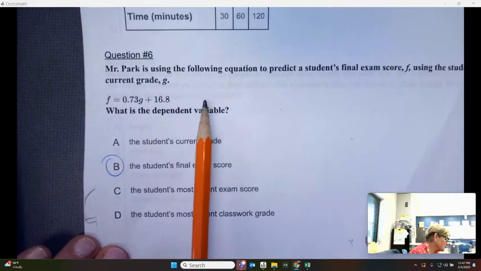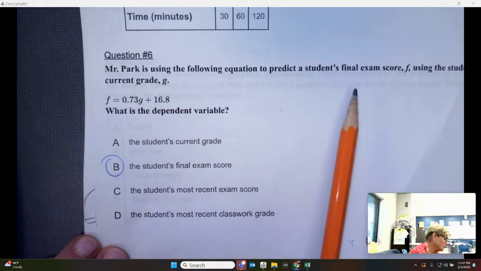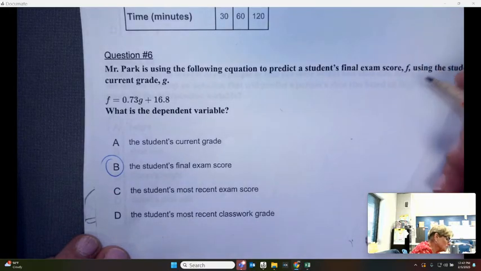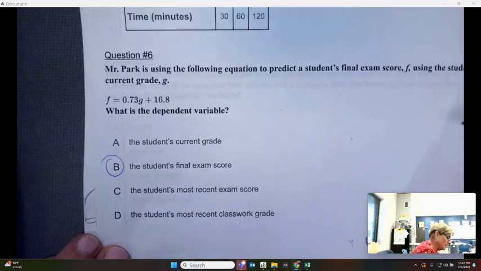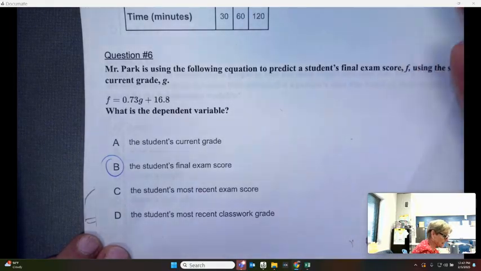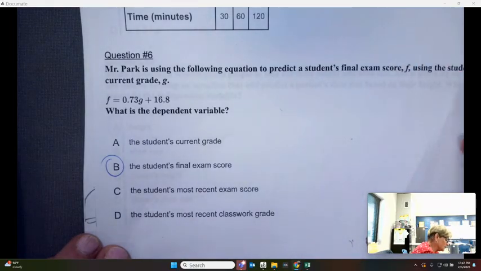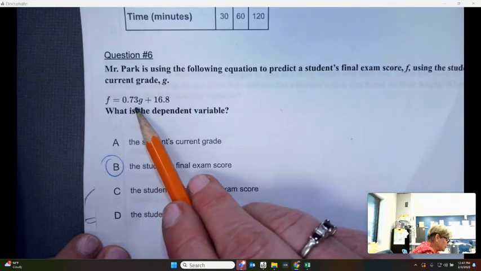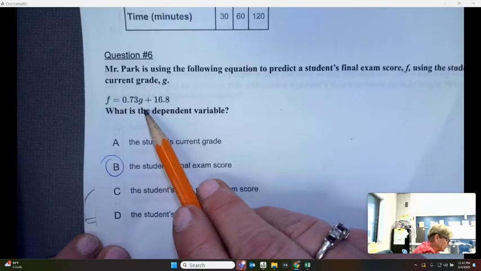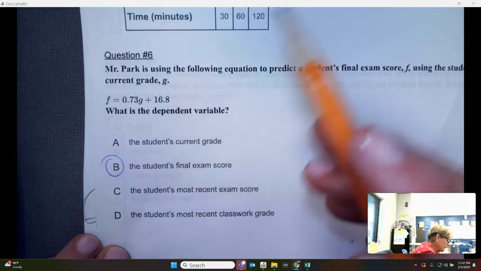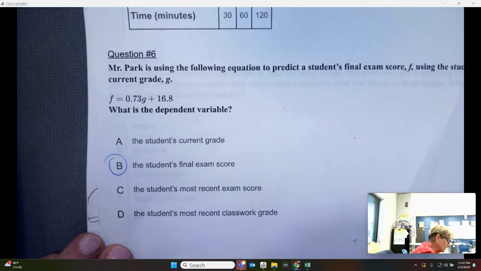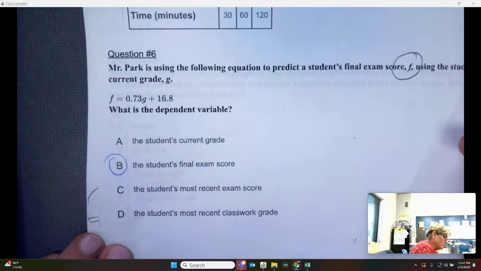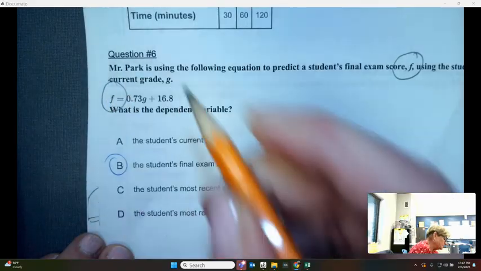All right, Ms. Park is using the following equation to predict a student's final exam score using F. Now, the final score is like the total, or what the Y is. So the total equals F equals 0.73 times G plus 16.8. It says, what is the dependent variable? The dependent variable is going to be what the total final score is. So that's going to be your F.